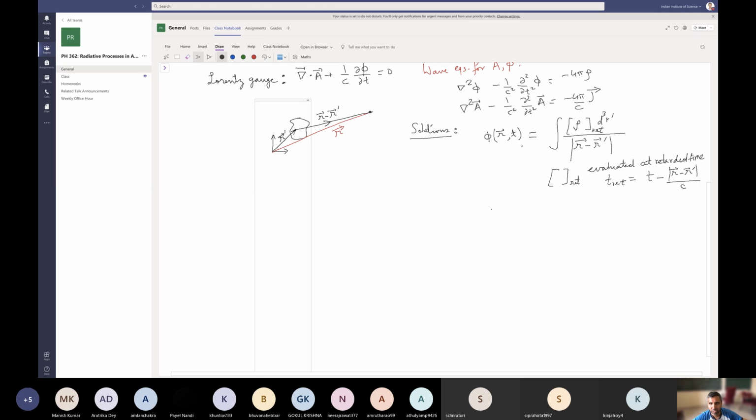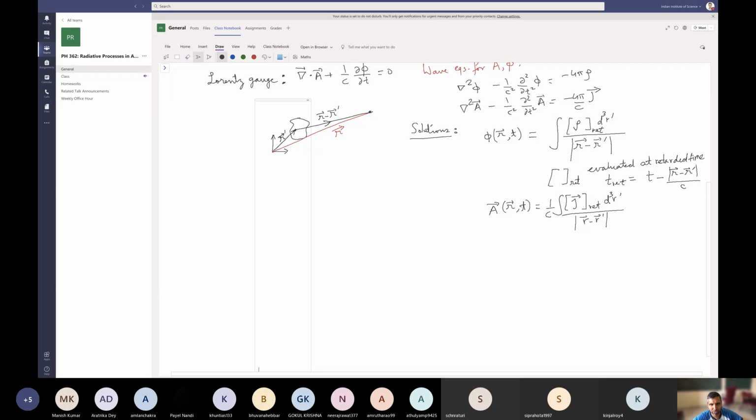So this is for the scalar potential. What about the vector potential? Vector potential is given by a very similar expression, except that you have 1 by c and you have j. And this again is calculated at the retarded time, d3r prime divided by r minus r prime. Okay, so it is important to understand what these formulas mean, right?